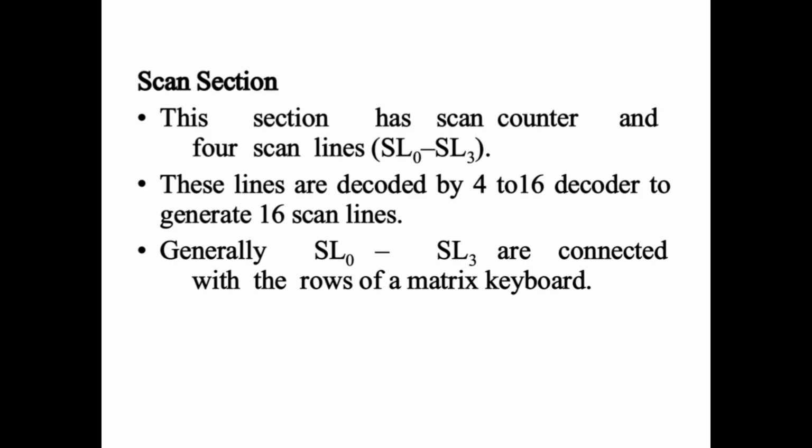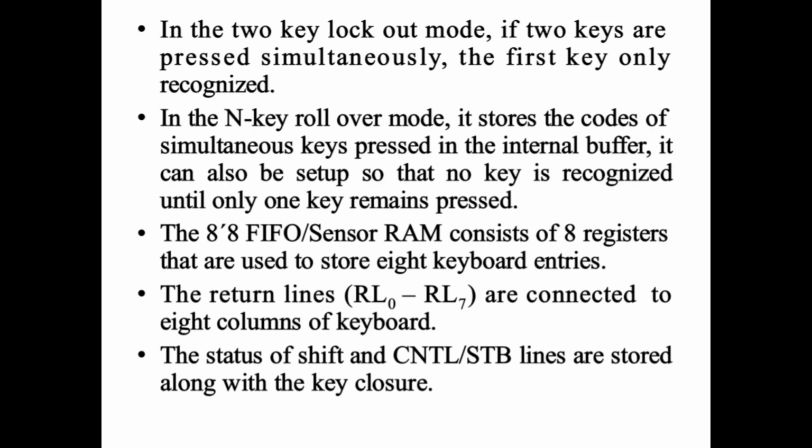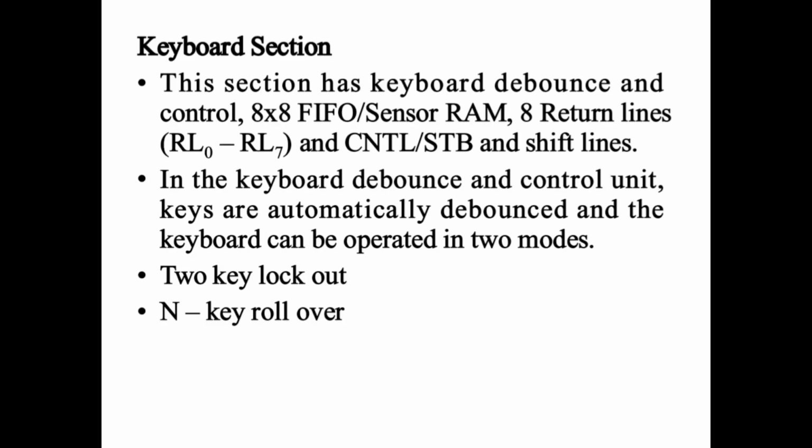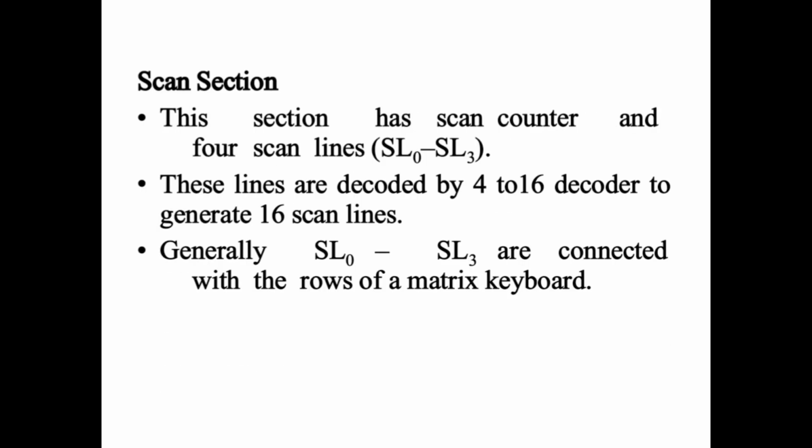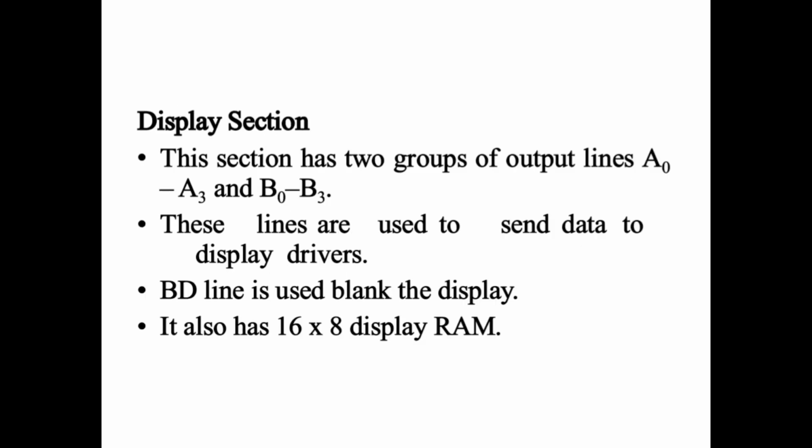Here, the keyboard section, the scan section, and the display section: it consists of three sections. The keyboard section means two key lockout and N key rollover, which you already know. In the scan section, this section has a scan counter and 4 scan lines. The display section has 2 groups of output lines, A0 to A3 and B0 to B3. It also has a 16 by 8 display RAM.